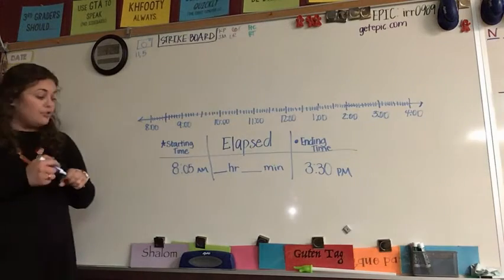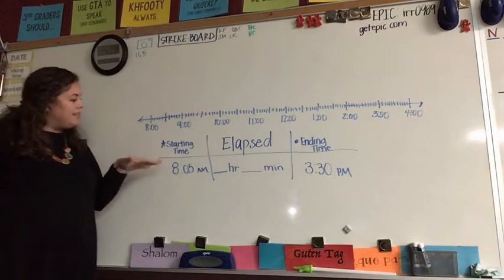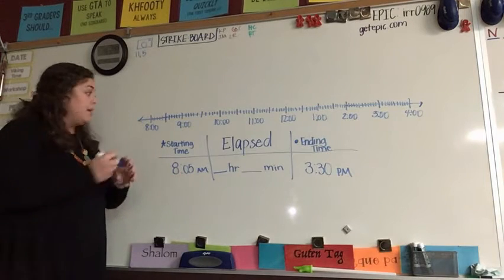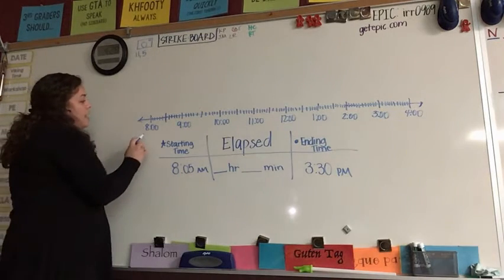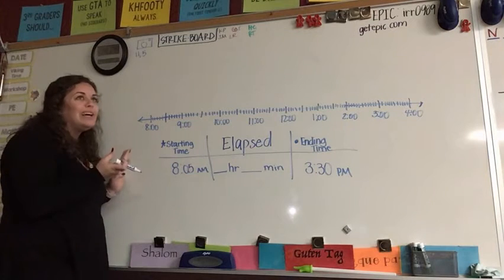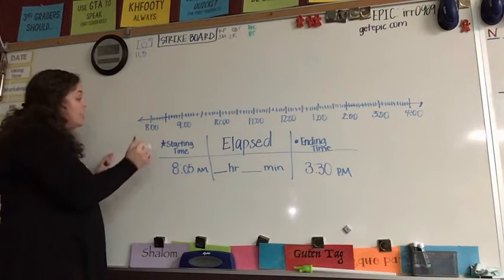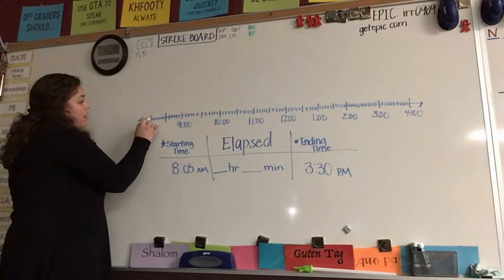So to do this, I always start and say, hey, my starting time is 8:05 a.m. So I will count this and say, where would 8:05 be? Well, in time I count by fives. And so if I'm starting at 8 o'clock, I would go 5.